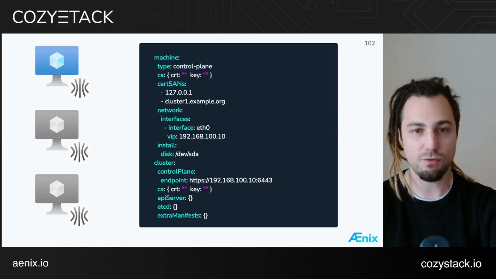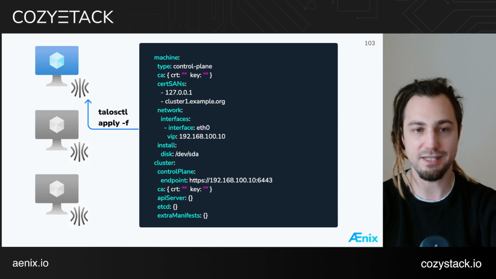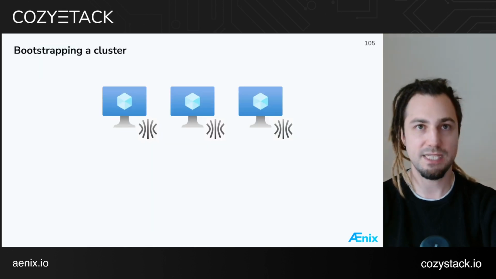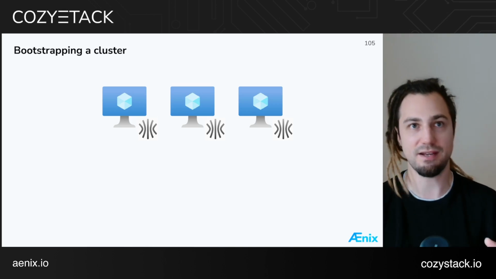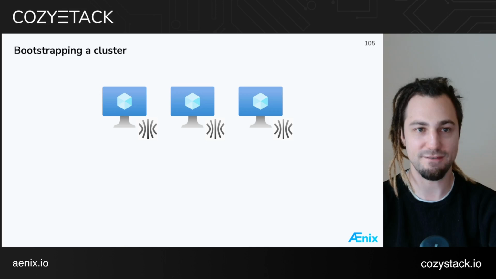And afterwards, after you fill in all of these settings, you can just use talosctl, a similar tool to kubectl, and apply this configuration to the node. So after applying, this node gets configured. They're similar to Kubernetes controllers, which move the real state to the desired state you described in the configuration file.